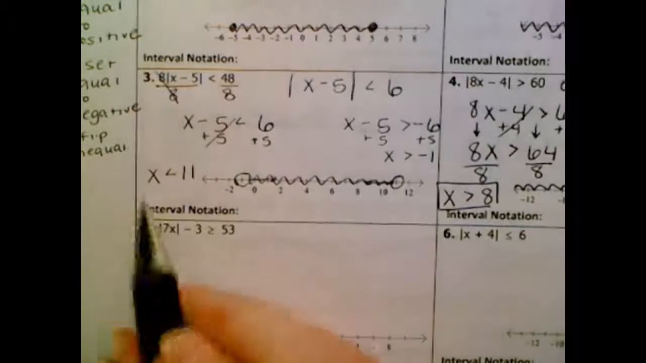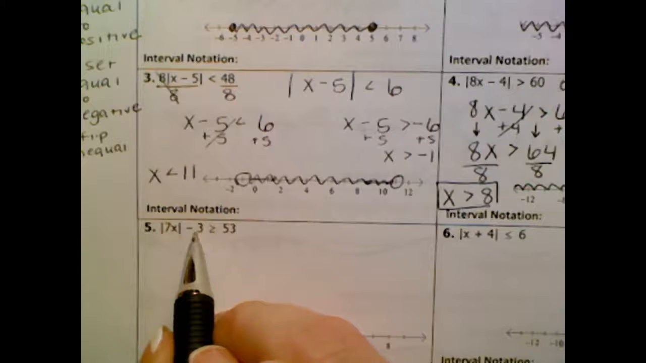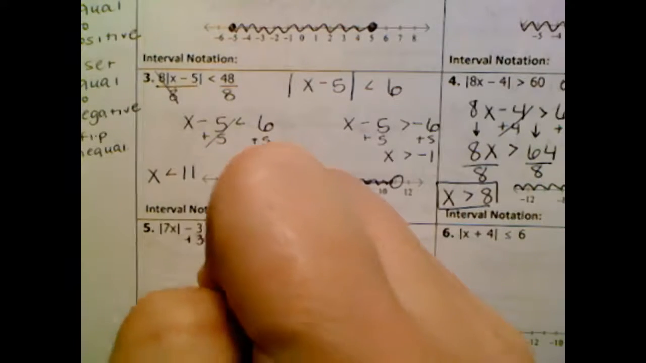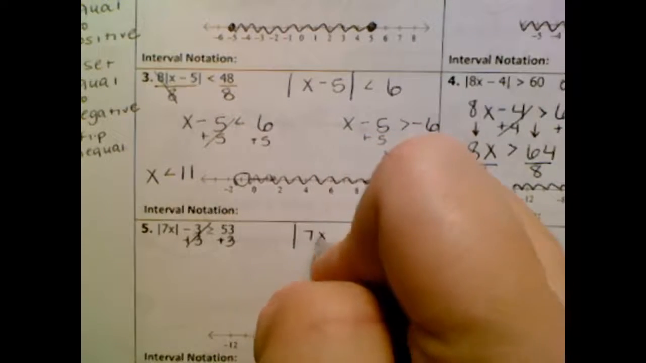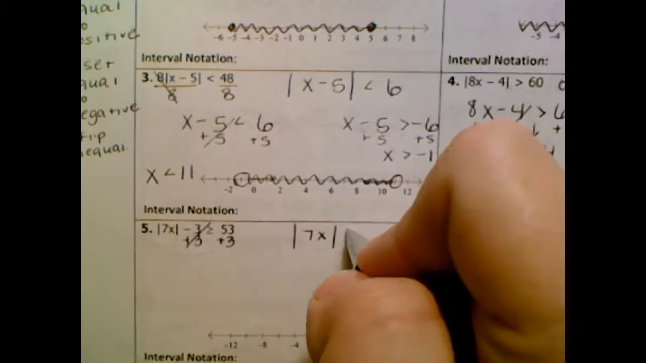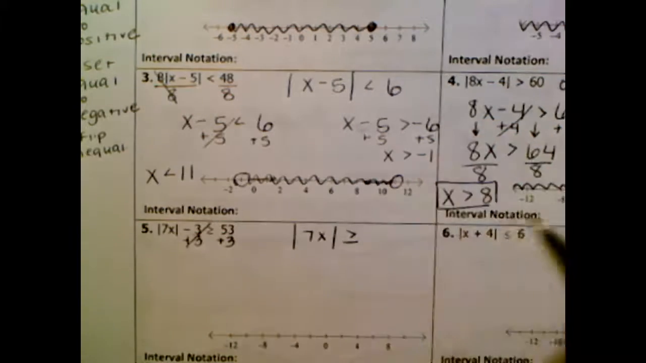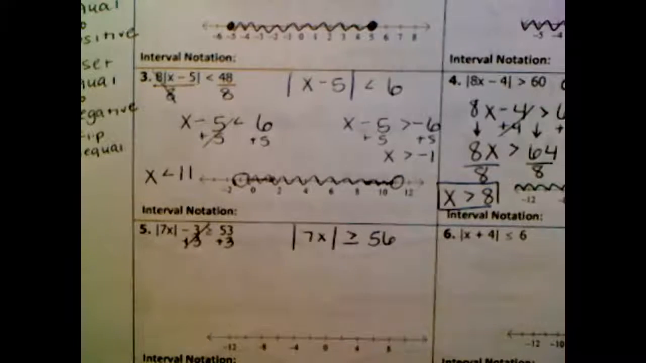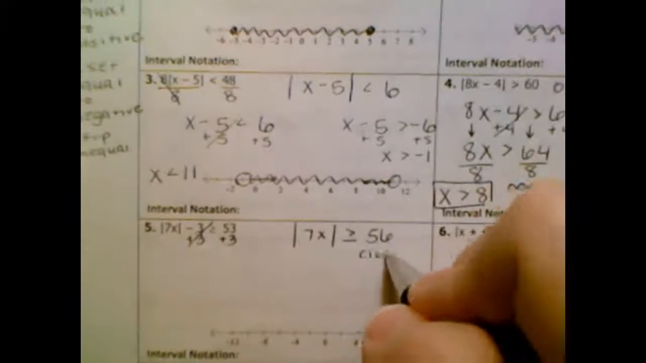Looking at number 5, my absolute value is not isolated. I have this -3 on the outside, so I need to get rid of it first. So I'm going to be left with my absolute value of 7x greater than or equal to 56. Looking at the inequality, I know that I have a closed circle.